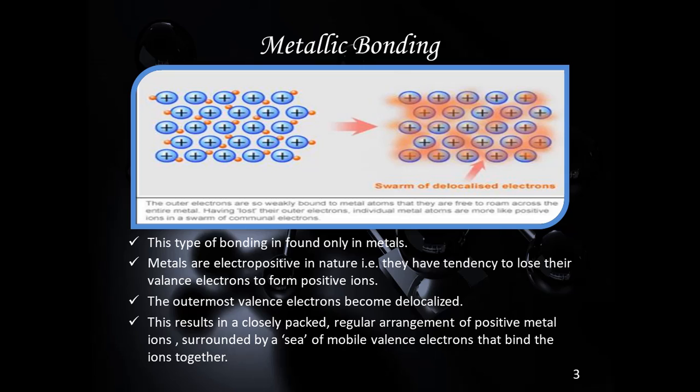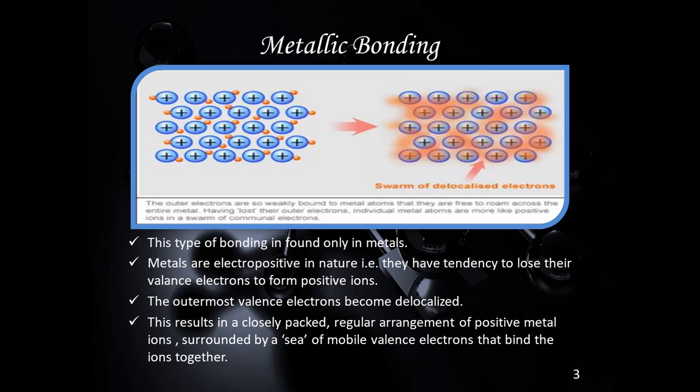Then we can also say metals are malleable. Malleable means that they can change their shape: if you hammer them, if you apply force, there is a change of shape. So this is also a property of metals. We call this property malleability.